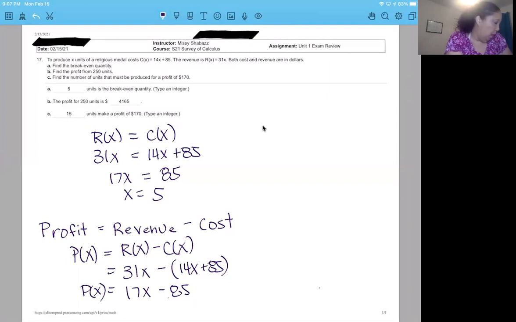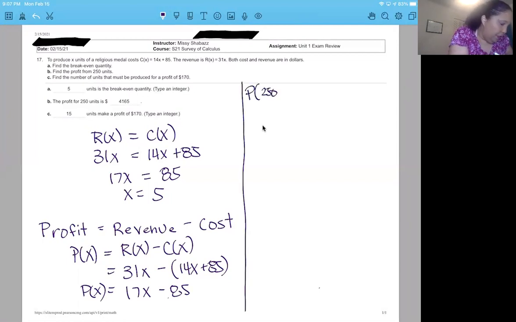We want to know the profit when we have 250 units. So when x equals 250, P of 250 equals 17 times 250 minus 85. So 17 times 250 is 4,250, minus 85 gives me 4,165.